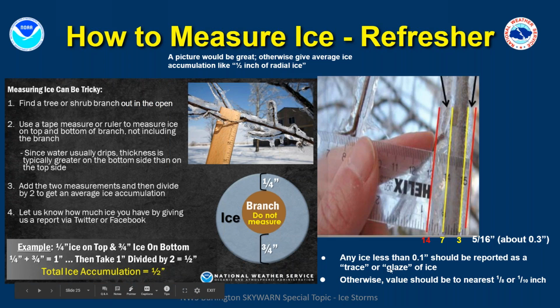So another couple of notes, if you're going to go this route: if it's a very small amount, under 1/10 of an inch, we're going to just call it a trace of ice. And then from other aspects, if you're going to use a ruler like this, you can give it as nearest 1/8 or nearest 1/10. Again, the picture is key, because then there's less question about how exactly you took it. So this is again for radial ice measurements.